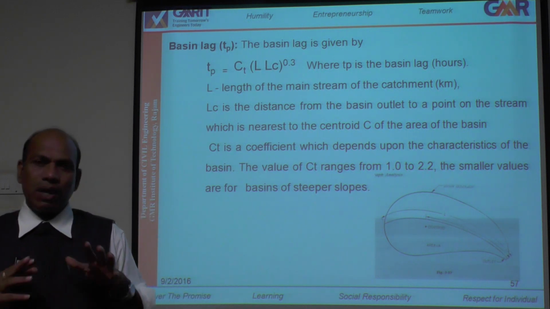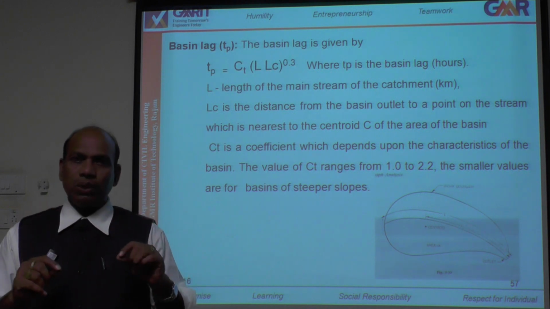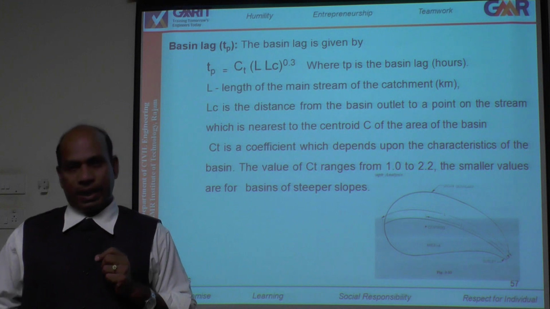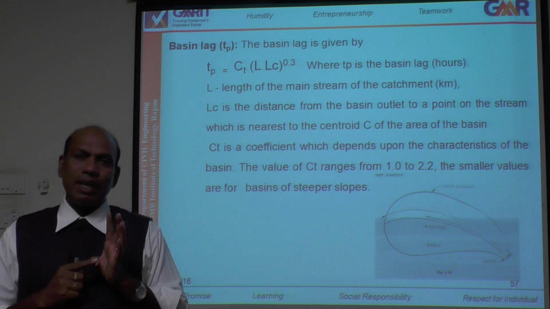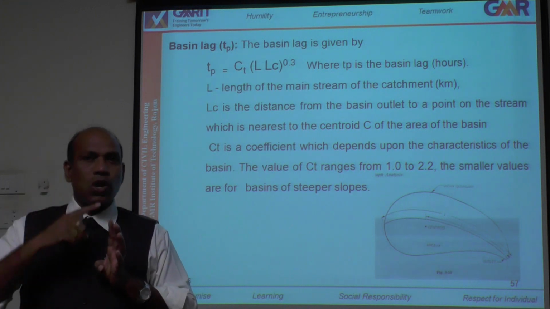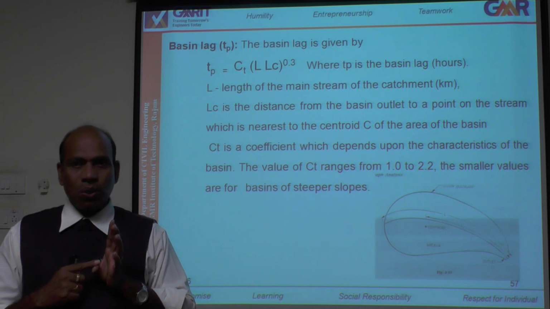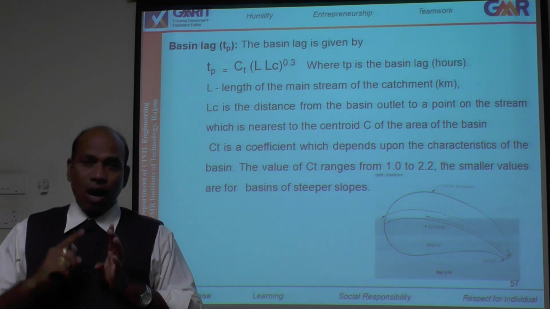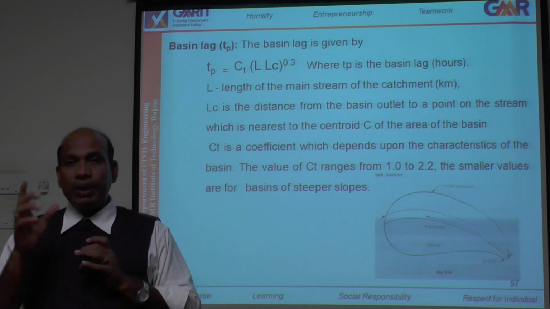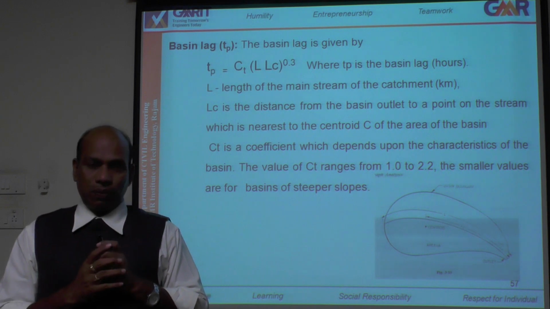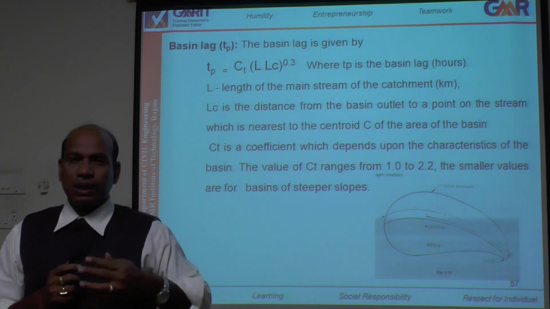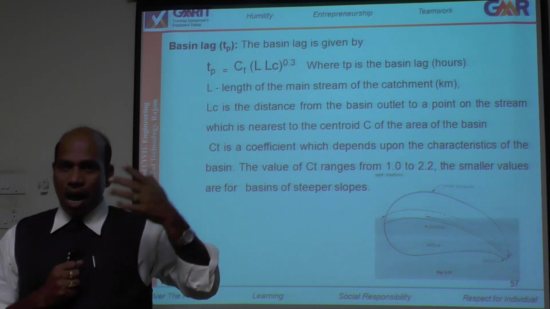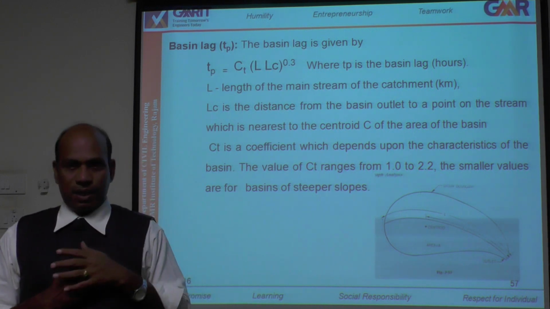For the construction of a hydrograph, we require the horizontal axis, that is the base period. One is the base period, another is the discharge ordinates, and also the peak. What is the peak discharge of the particular storm? What is the width of that hydrograph? All these are necessary for the construction of the unit hydrograph. In view of that, they have given some formulas.